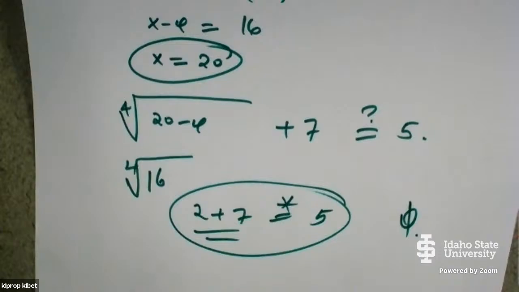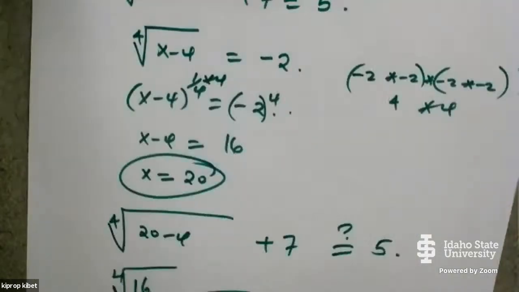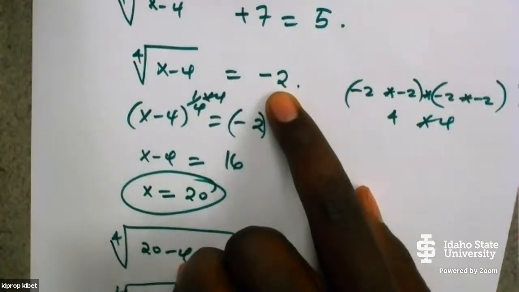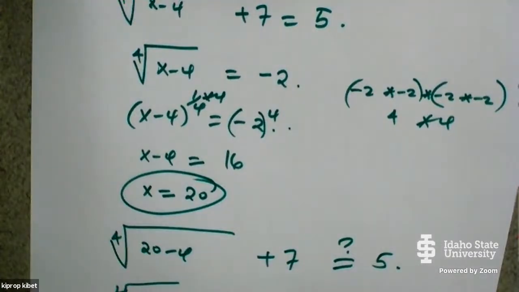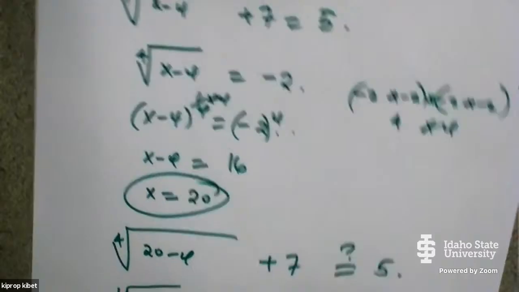Why? Because if you find the fourth root of 16, it should be plus or minus, because this one is even. If it was minus 2, then minus 2 plus 7 is 5. If it is plus, then it doesn't work. So therefore, there is no solution.